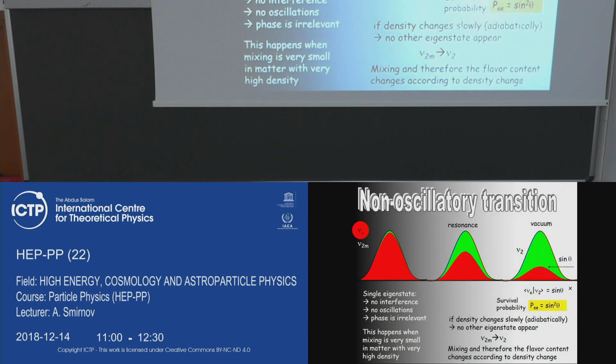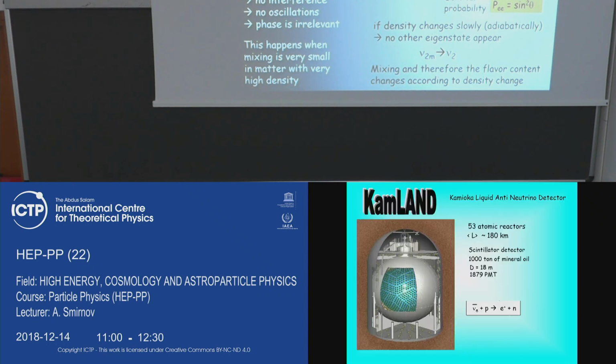And this is another example. When we have higher energies, something like this happens. The second wave packet can actually be neglected. And so you have propagation of this state which changes flavor. And this is what happens inside the sun.